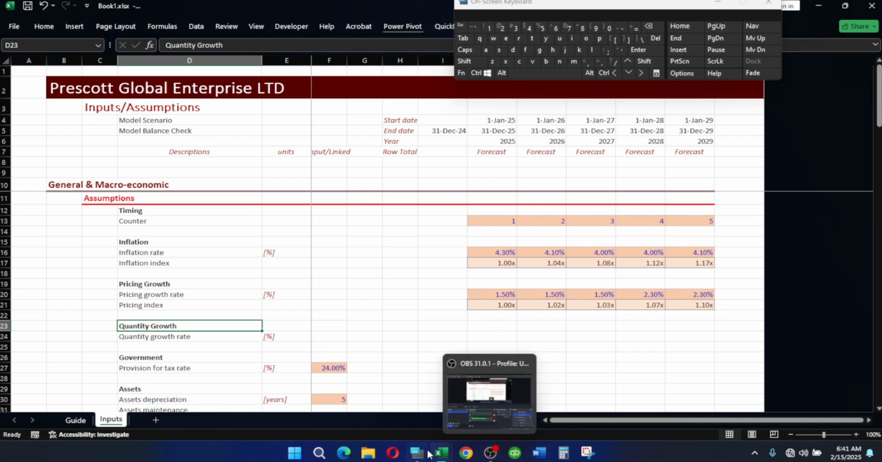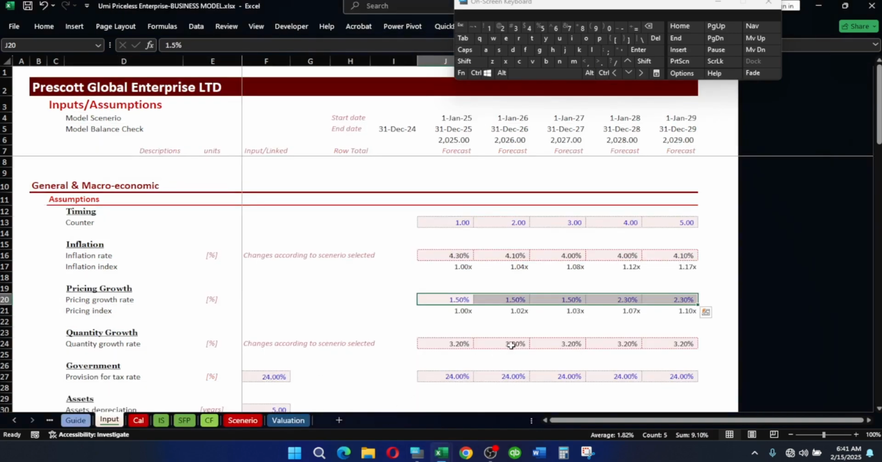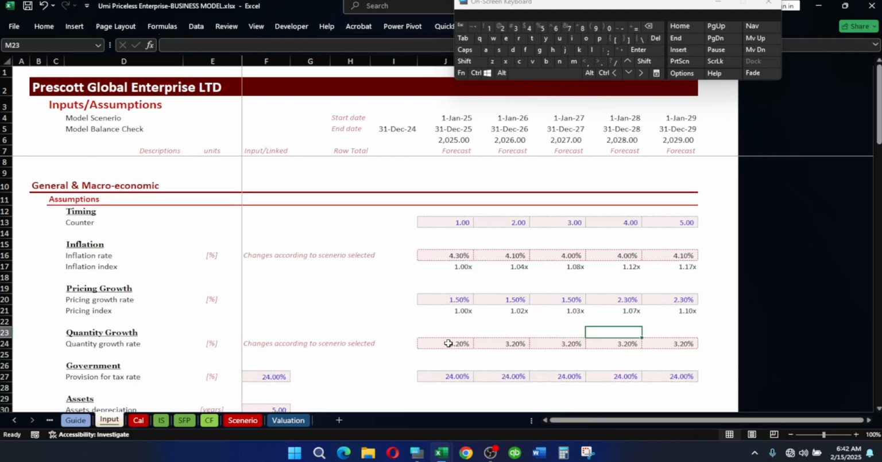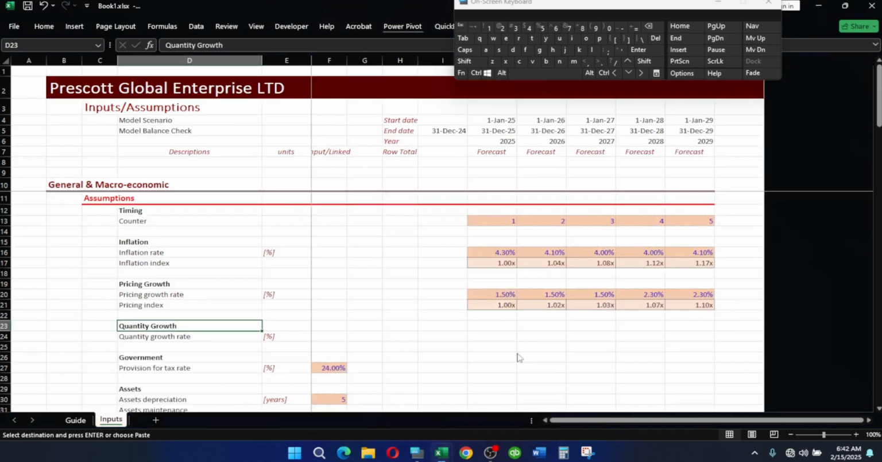our quantity growth rate, we are also going to assume a constant growth rate here. Before I say anything else, let me look under the base scenario. Okay, that's good. So this is quantity growth. We are assuming that the quantity will grow by 3.2% every year. All right, because we are building based on what we already have.